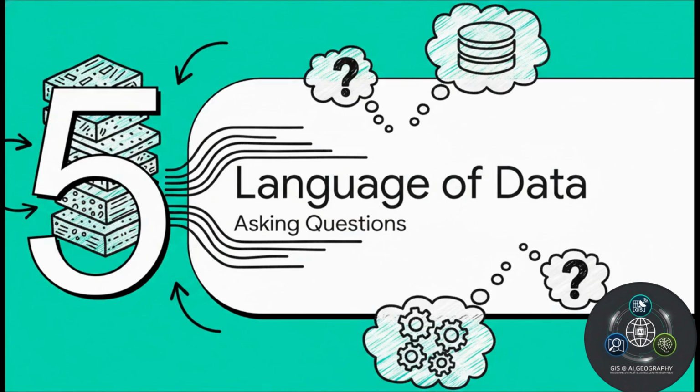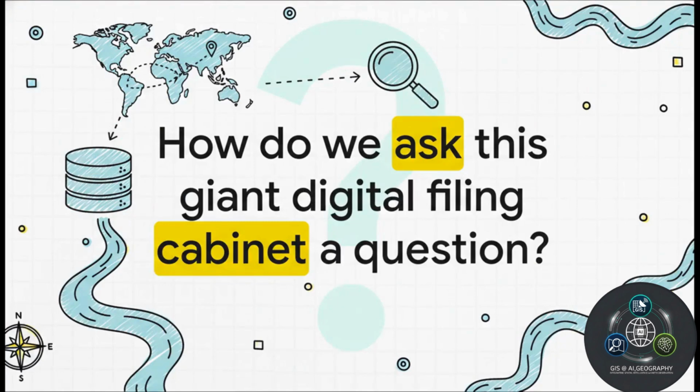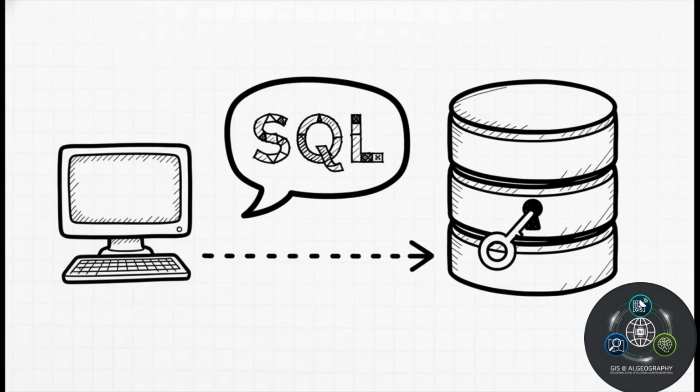All right, so we've got our data, and it's all neatly organized in our relational database. That's great. But how do we actually talk to it? How do we get the answers we need? I mean, when you search on your map for, say, rivers longer than 500 kilometers, you're basically asking that digital filing cabinet a question. But you can't just ask it in plain English. You need to speak its language. And that special language is SQL, which stands for Structured Query Language. It's pretty much the universal standard for talking to or querying relational databases. It's how we tell that filing cabinet exactly what to go find for us.